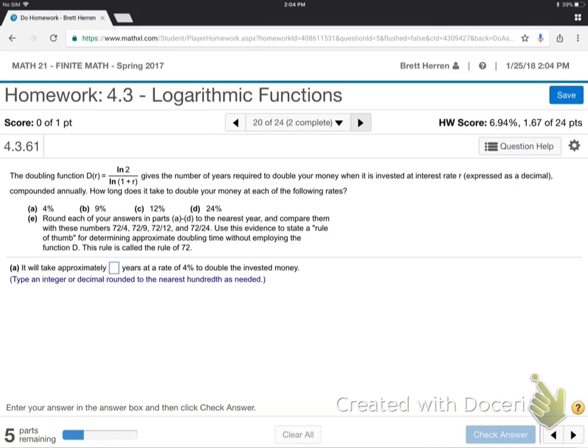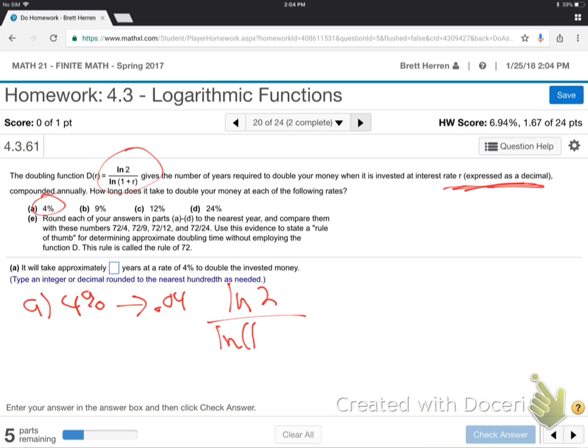Okay, so they give me this fancy function, and they say it gives the number of years required to double your money when it's invested at interest rate R, expressed as a decimal. That's important. So then they say, all right, find out how long at 4%. So in part A, they give me 4%. What that means is plug in 0.04 to that formula. So natural log 2 over natural log 1 plus R, that's the formula. Plug in the 0.04 right there, and just hit the buttons on your calculator. That's all it really is. It's just a plug-in.